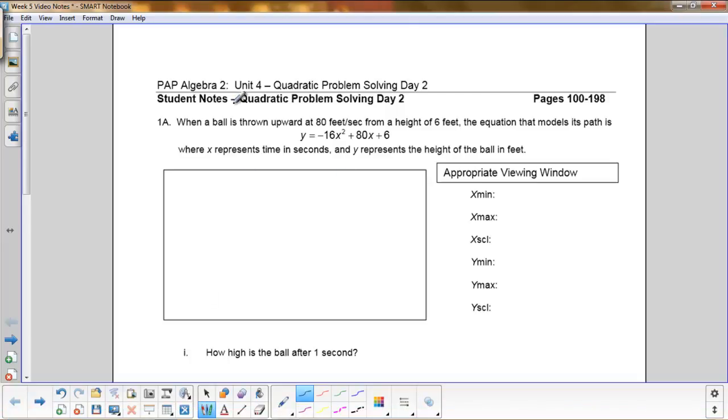Alright, welcome back to Quadratic Problem Solving Day 2. We're going to be using our calculator almost exclusively here to model vertical motion problems. Vertical motion is any sort of object that is thrown, kicked, or shot, and it's a projectile that always follows a parabola-shaped motion. So we'll be looking through several examples here.